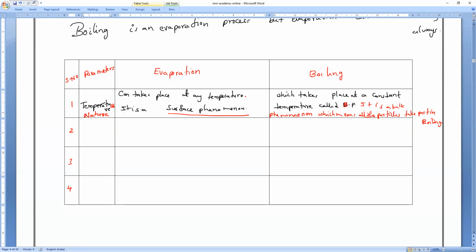And boiling takes place at constant temperature, which is called what? The boiling point. And it is a bulk phenomenon. Okay, nature. Second one is cooling.